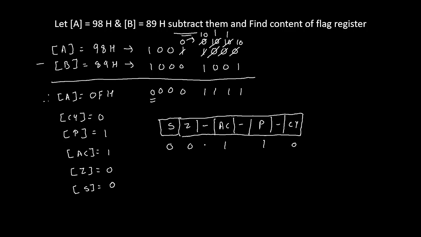Now we will substitute 0 for these dashes. So in 4 bits, this number has become 1 and this number has become 4. So ultimately, our content of flag register has become 14H.